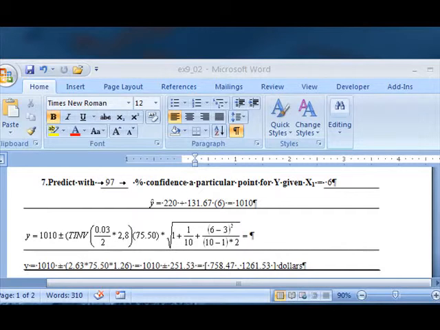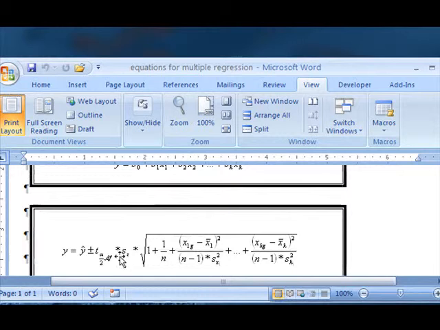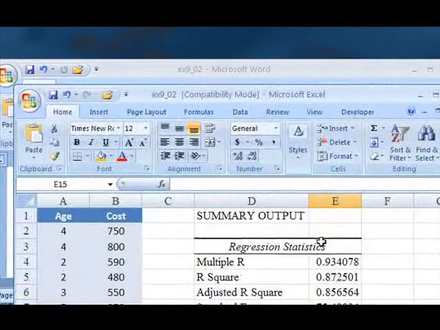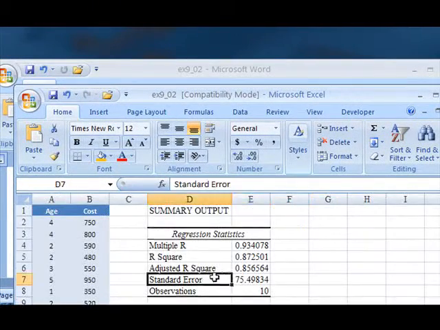Then if we look into the formula, it says SE. But what is SE? SE is the standard error. Notice that after the T is SE. SE goes for standard error, and it is given in the first table of the output as standard error. So that's the 75.5 that we have in the equation.